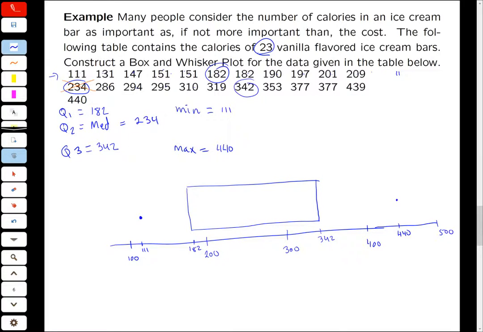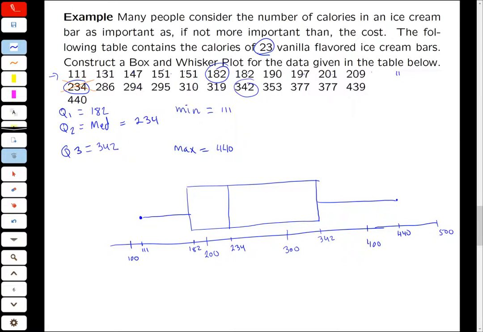Okay, then where's our median at 234? It's about a third of the way between 200 and 300. So there's our median at 234. Our last step is to draw the lines going out to the dots. There's our box and whisker plot.